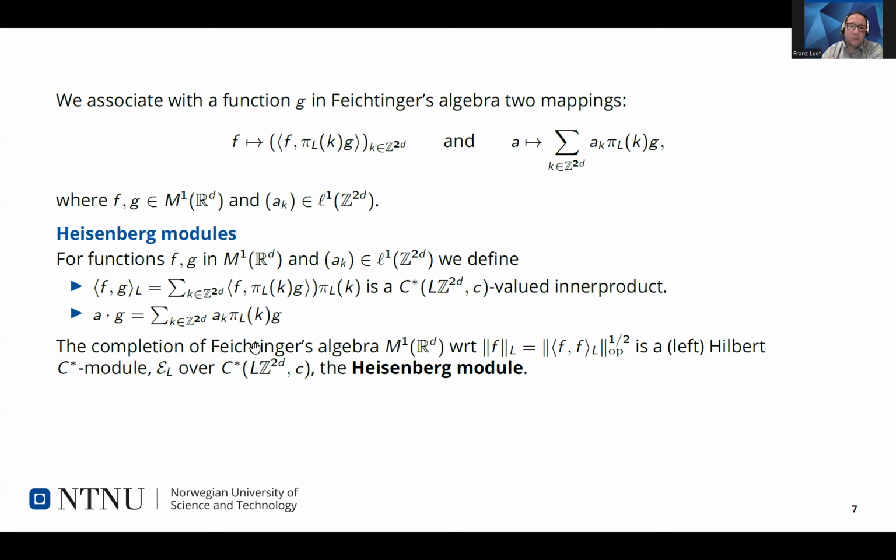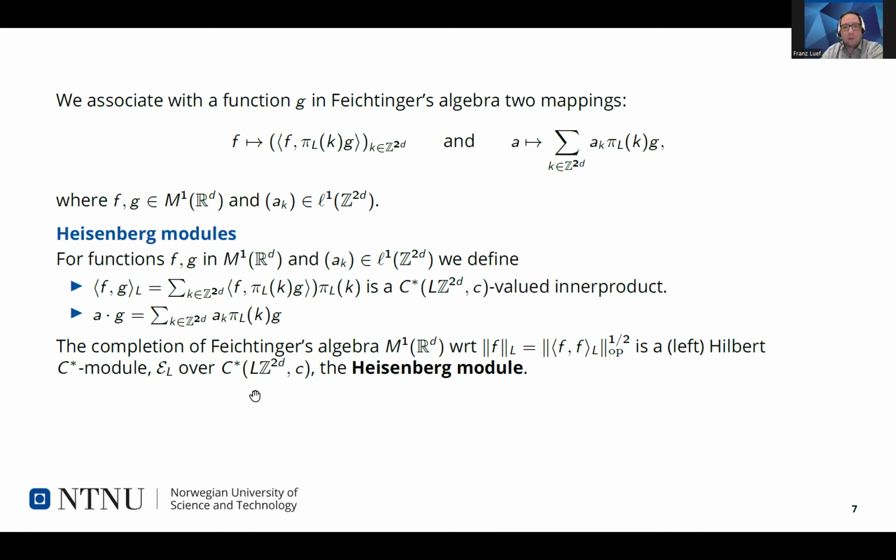So we can complete now. You can show it's a full left Hilbert C star module, and then you just take the completion with respect to this norm, and then we get this Heisenberg module over this twisted group C star algebra. And then if we have an L that satisfies L J L transpose, then we have this noncommutative description.